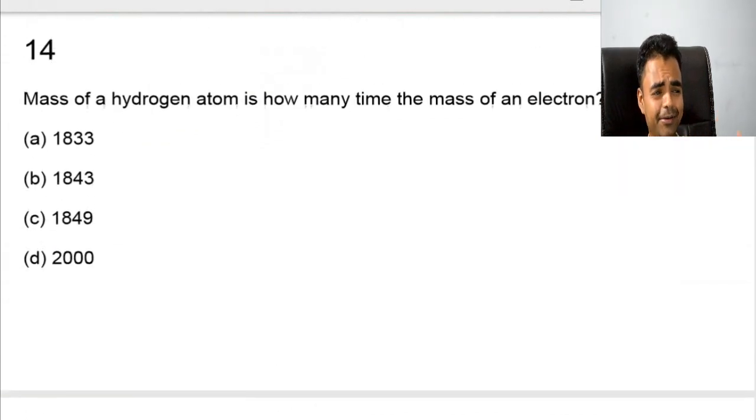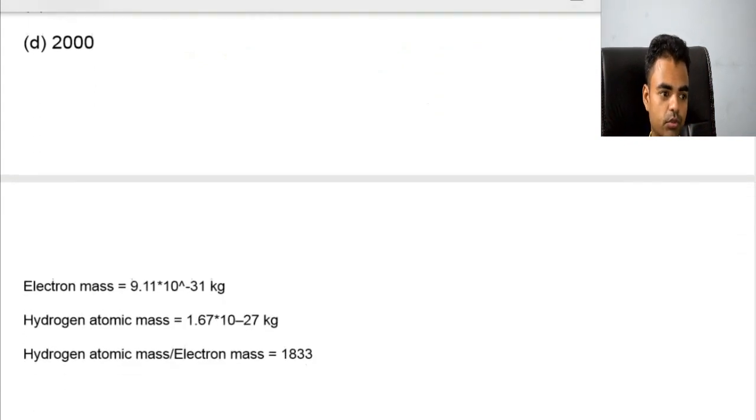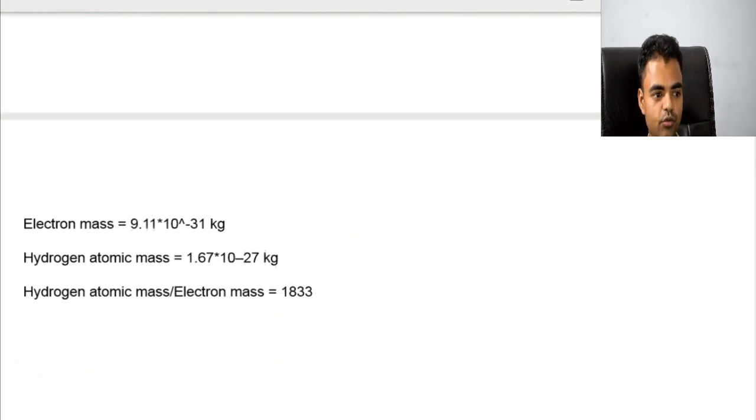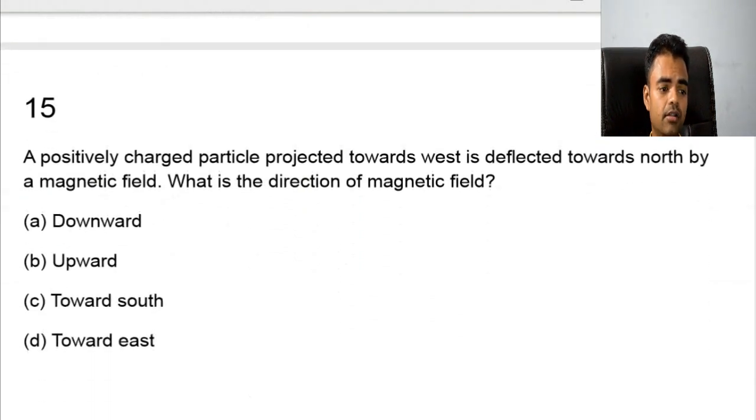Okay, let me share the question. This is also important. Mass of a hydrogen atom is how many times the mass of an electron? If you know the mass of a hydrogen atom and the mass of an electron, then you can easily find the answer to this question. So here you go. Mass of electron is here, and mass of hydrogen atom is here. Now the ratio, hydrogen by electron mass, we are getting basically 1833. So the option for this question would be A. Option A is the correct answer.